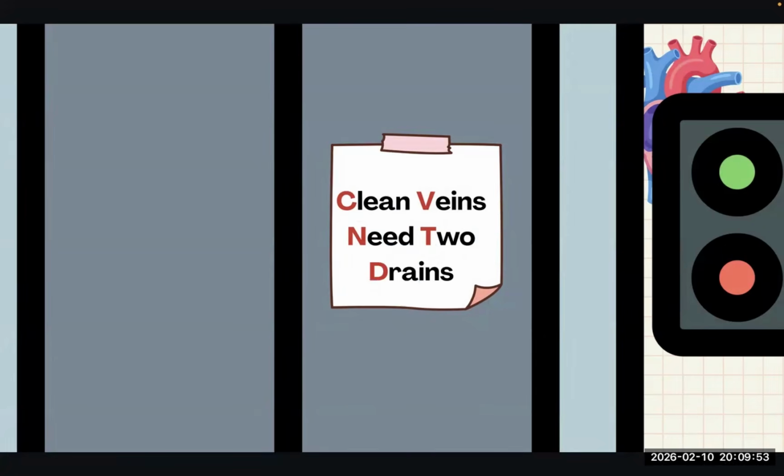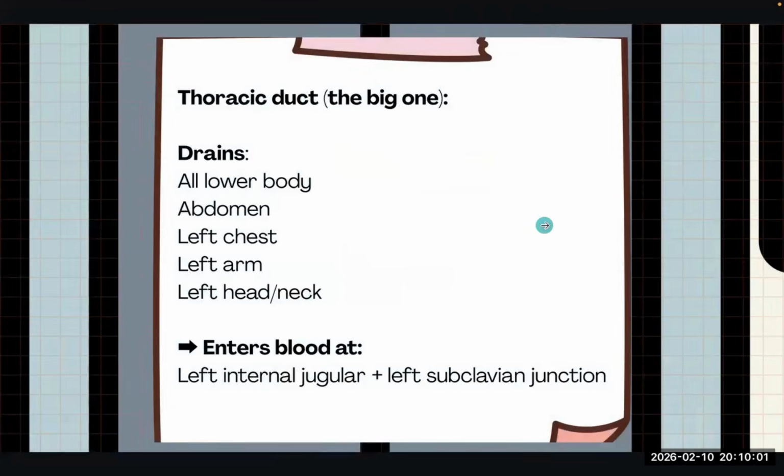Well, my friends, let me tell you that the lymphatics have exactly two drains. Okay. What are the two drains? What are the two ducts they drain into? You have the thoracic duct, which is the bigger one. It takes the lymph from a lot of places, like the lower body, the abdomen, the left chest, the left arm, the left head and neck, right? So mostly the left part of the body, along with the lower part of the body.